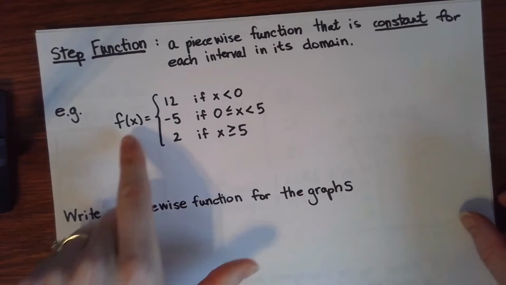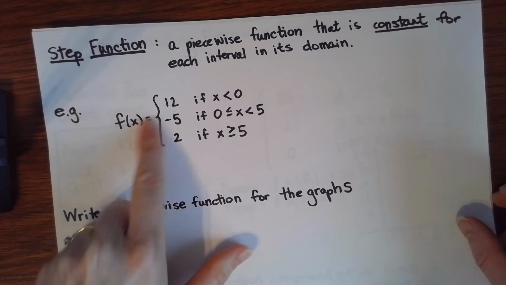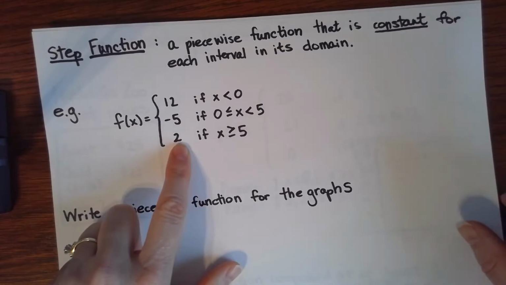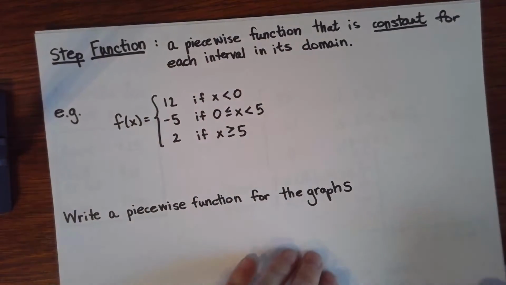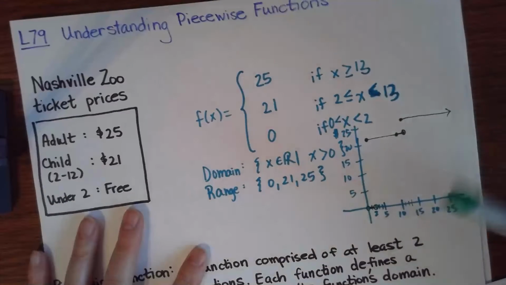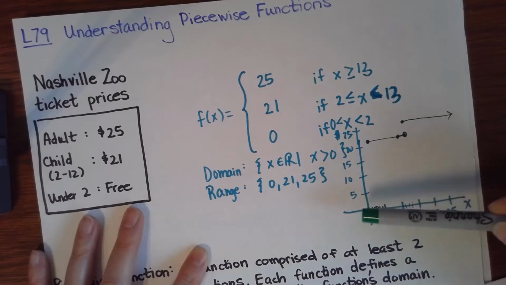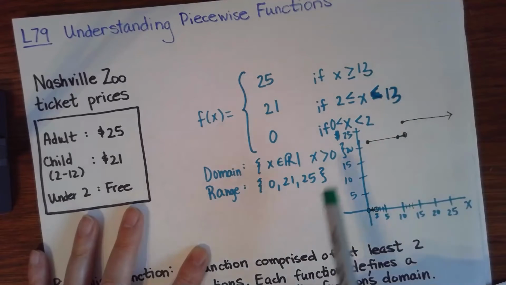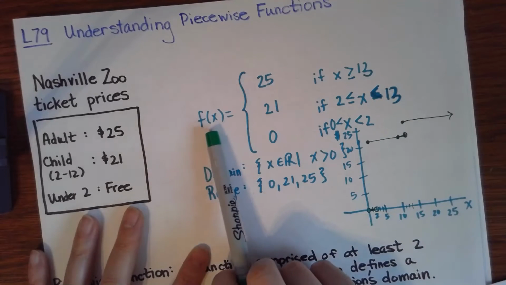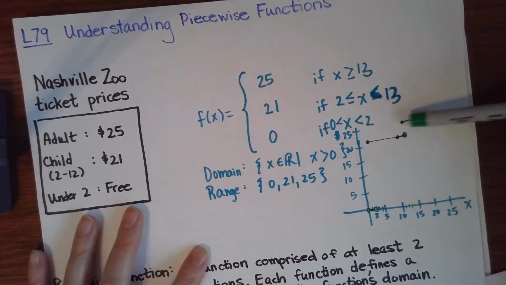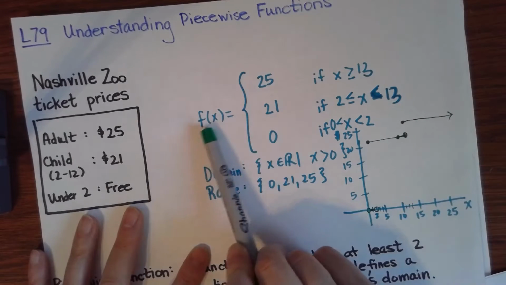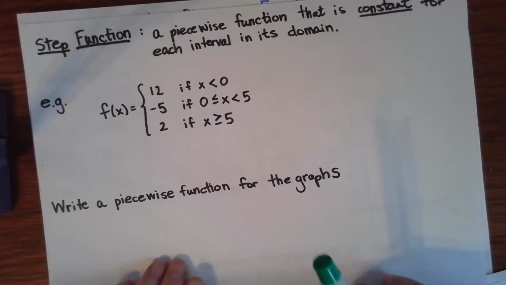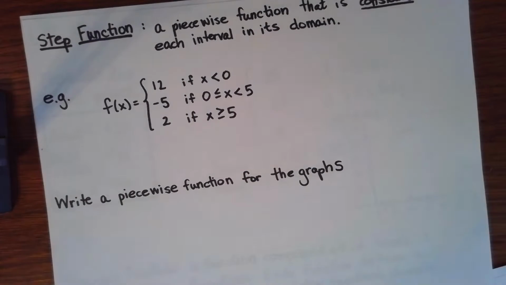Okay, and so f of x equals 12 is a horizontal line. F of x equals -5 is a horizontal line. F of x equals 2 is a horizontal line. So it's going to look like portions of horizontal lines just like this last one did. So I had a part of a horizontal line, f of x equals 0. Okay, the next interval I have part of the horizontal line, f of x equals 21. And then the last one I have part of the horizontal line, f of x equals 25. So that's an example of a step function.